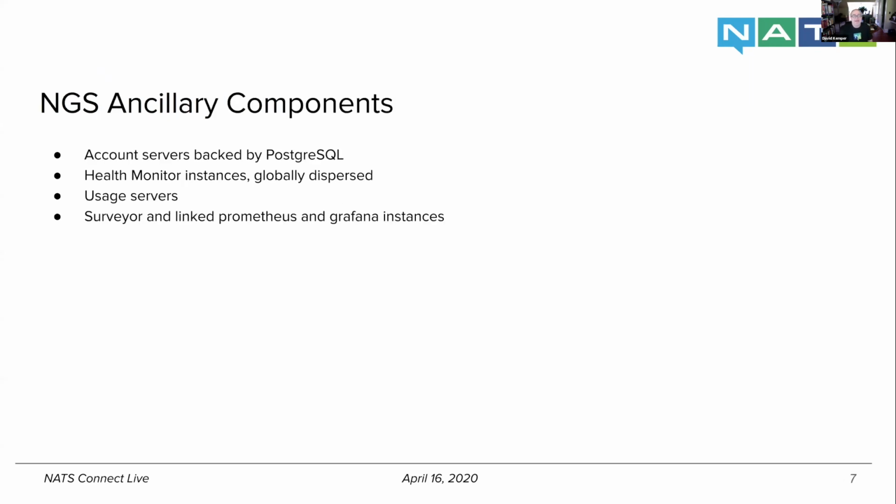So there are also ancillary components that we don't deploy in cluster. We basically have Linode servers that handle some of this. We have account servers backed by PostgreSQL that's managed PostgreSQL on G-Cloud. The account servers are the API servers that are managing all of your tokens and your identities. We have health monitor instances that are globally dispersed. Those are on Linode.